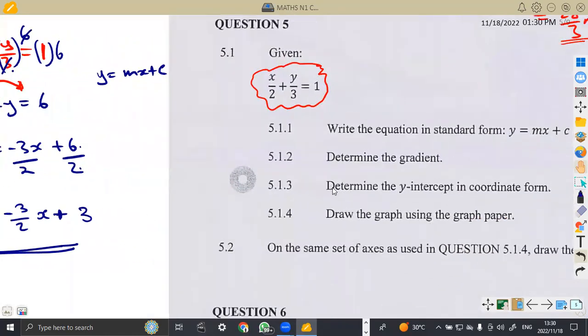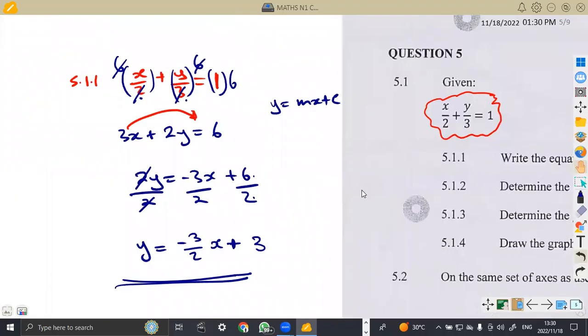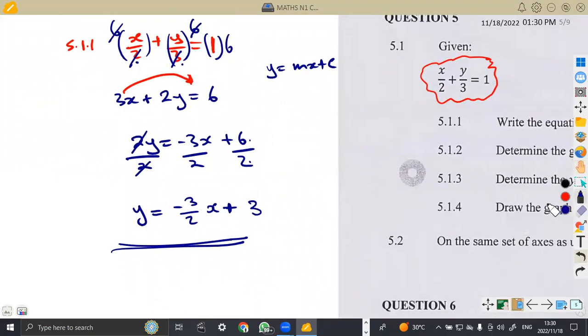Okay, 5.12, determine the gradient. Once we have this format, we know that the gradient is simply taken from the m here, which represents the gradient. So for 5.12, our gradient is negative 3 over 2. So that is the gradient, negative 3 over 2.